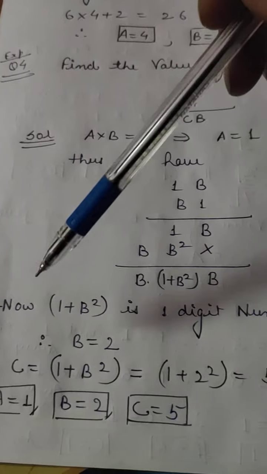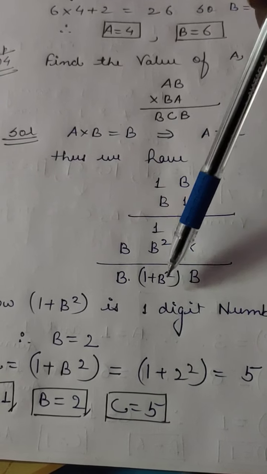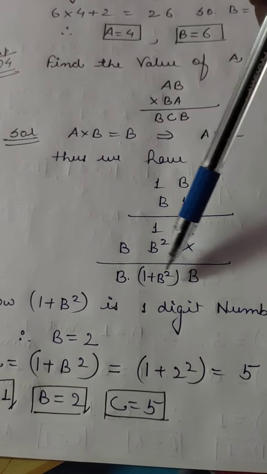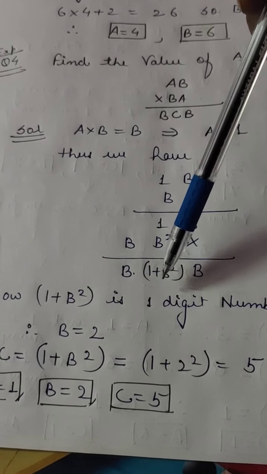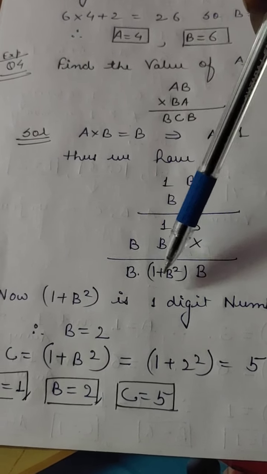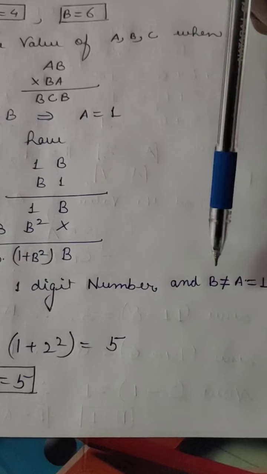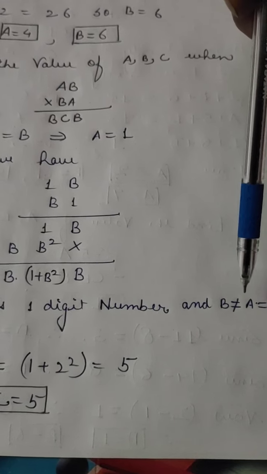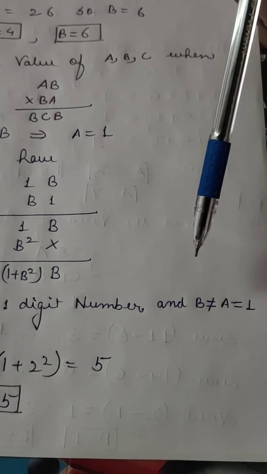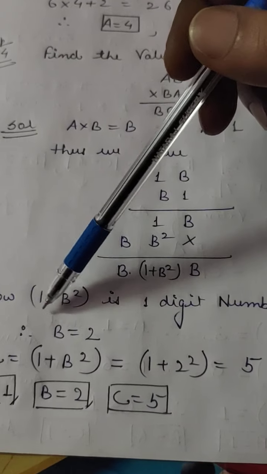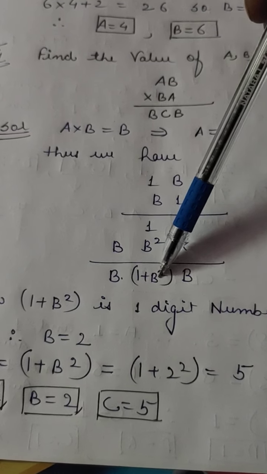Now see ये जो बीच वाला नंबर है that should be a 1 digit number. 2 digit number नहीं हो सकता because it is simple 1 digit number and it should also be not equal to A के बराबर भी नहीं होना चाहिए, other than A होना चाहिए. So what should be the number? We have taken B is equal to 2.